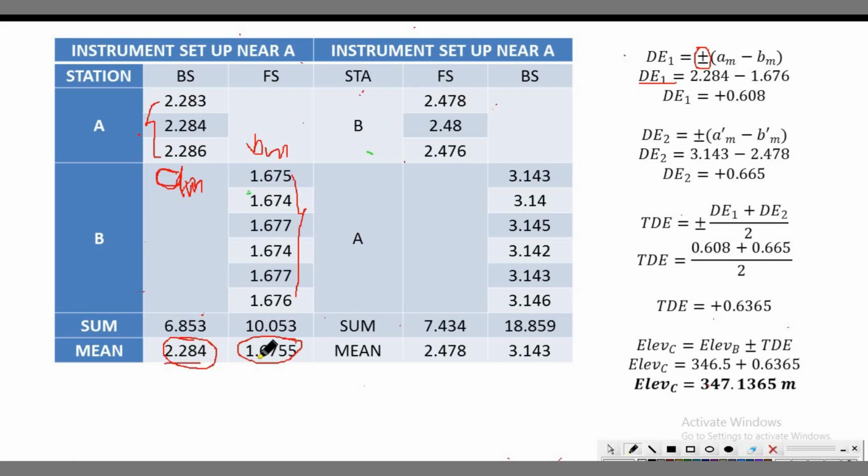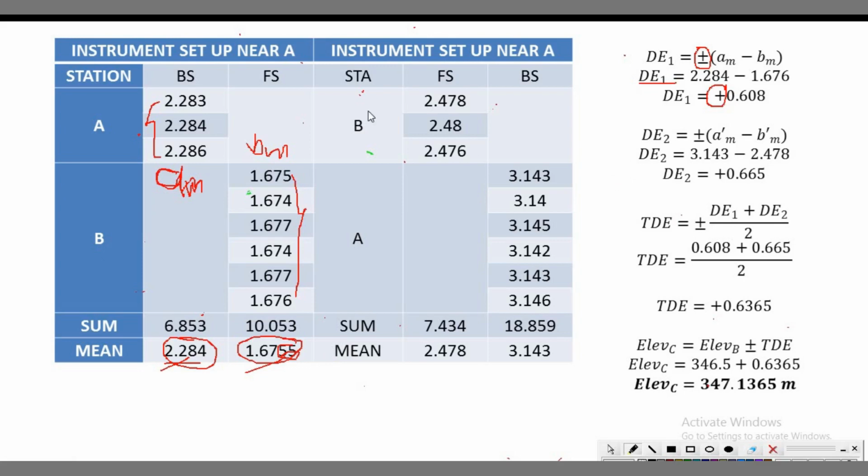2.284 minus 1.67, na-round off up to 3 digits, 1.676. So, my DE1 is 0.608. Now, you have to take note, this is positive. Bakit positive? Obviously, mas malaki si AM compared kay BM.